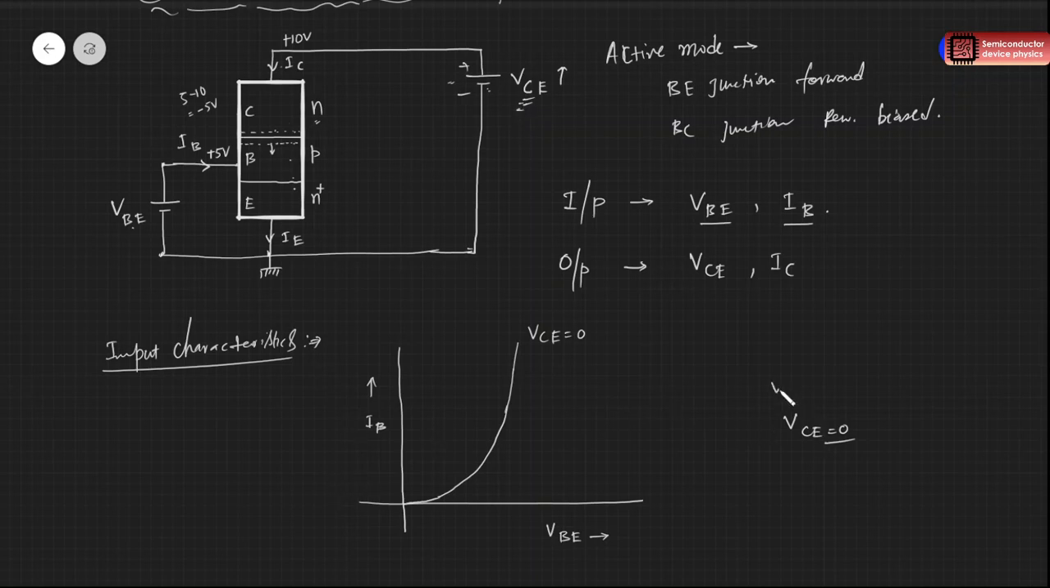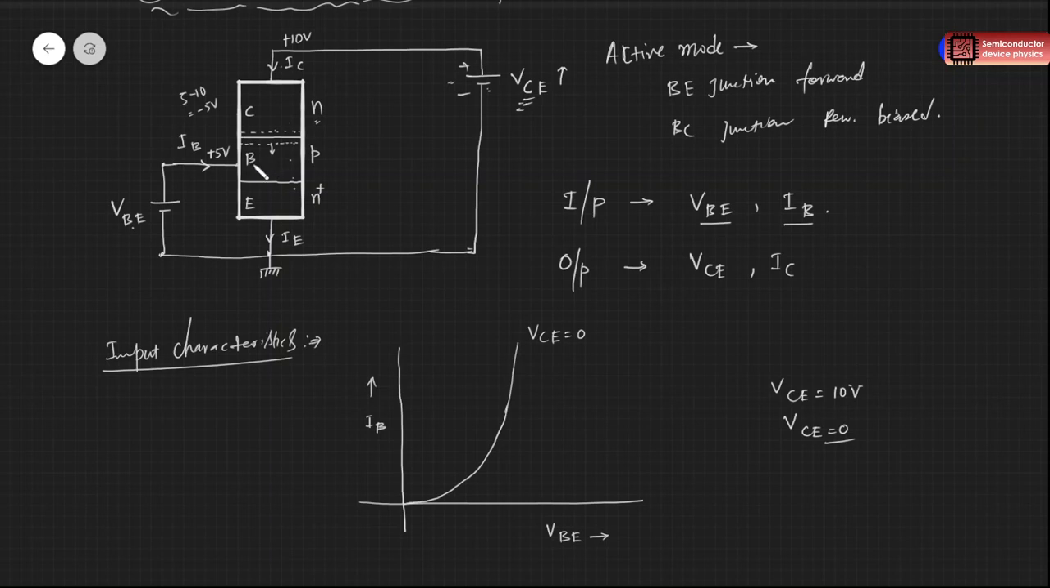So let's say our VC is 10 volts. In that case, now the base width has reduced. So what will happen to the base current? Base width is reduced, right? And now in this base region, there is a crowd.